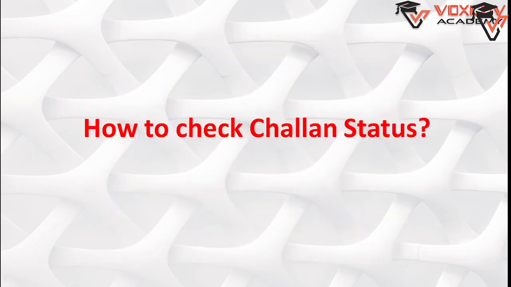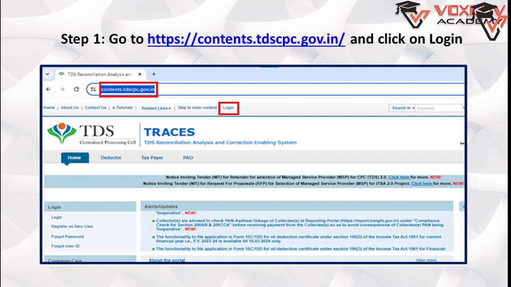Now we will see how to check the challan status, whether my challan has been utilized or it is still unutilized. If you want to check the status of your challan, you don't have to go to the normal income tax portal. The government has another website for this functionality, which is TDS Central Processing Center, TDS CPC. On going to this URL, you will click on login over here.